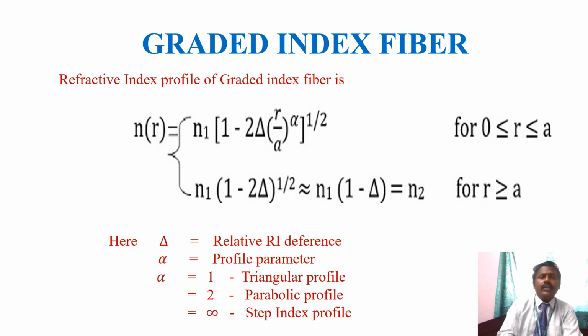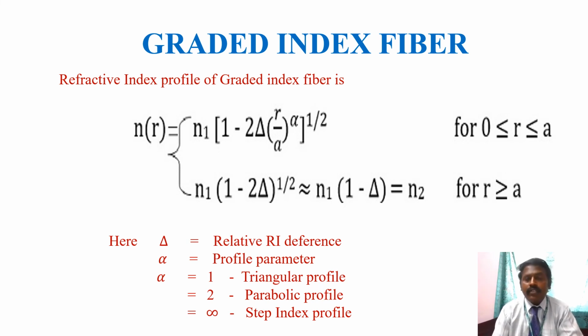Okay, what is the profile? The refractive index profile of the graded index fiber is n(r) for r from 0 to a. From 0 to a, the value of n(r) is equal to n1 (1 − 2Δ (r/a)^α)^(1/2). When r is greater than or equal to a, n1 (1 − 2Δ)^(1/2) is approximately equal to n2, where Δ is the relative refractive index difference, and α is the profile parameter.